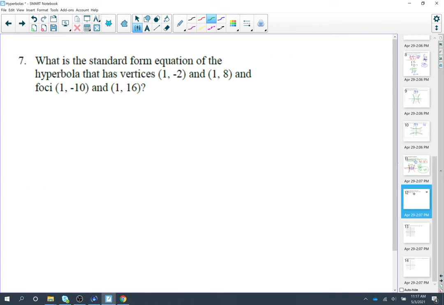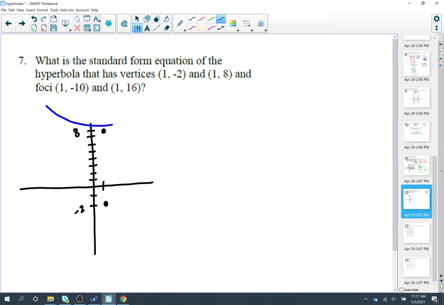Number 7. What is the standard form equation of the hyperbola that has the given vertices and the given foci? So the vertices are at (1, -2) and (1, 8). So this is at -2, this is at 8. A couple things I know here. First of all, because these are my vertices, I know that my hyperbola is going to have to travel this way through my vertices.